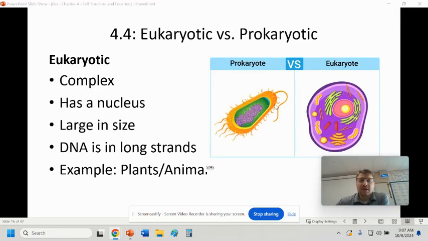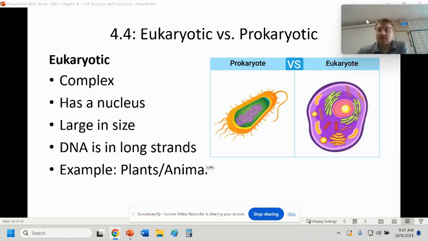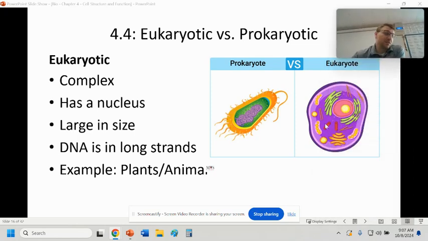Hello everyone, this is going to be section 4.4. This is the 4th section in chapter 4, and we're going to be talking about eukaryotic and prokaryotic cells. These are cells that we should have learned in a previous class, like your middle school science classes, but these are terms that we're going to be using a lot this year.